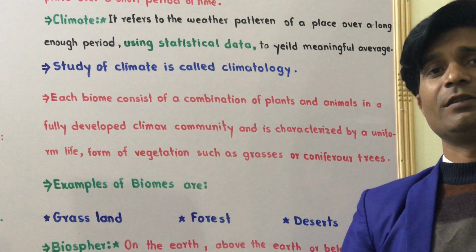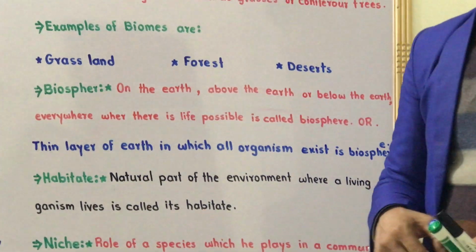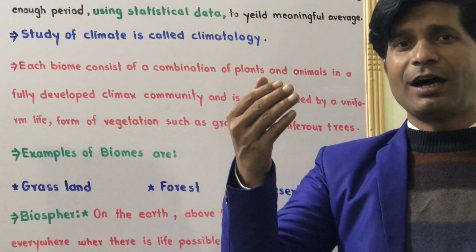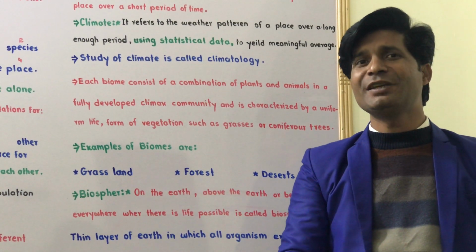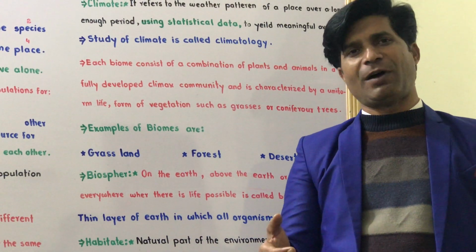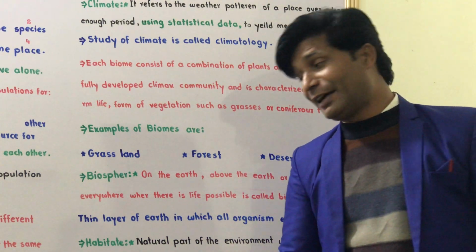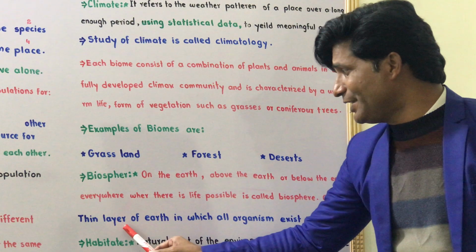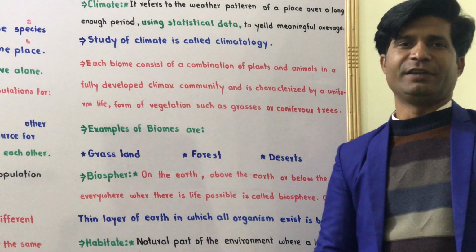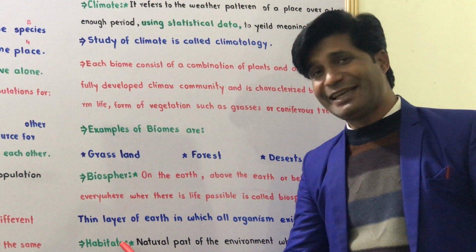The other term which we will use frequently in ecosystem is biosphere. Remember one thing, on the earth, above the earth, or below the earth, meaning in the deeper layer of the soil, everywhere where life is possible is called biosphere. Or we can define it in another way: the thin layer of the earth in which all organisms exist is known as biosphere.